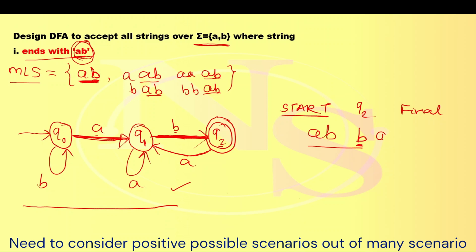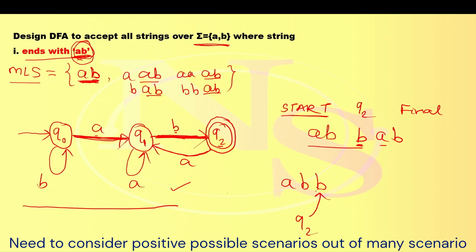After this B, A may come. Again, this is not valid because our string should end with AB. But as I mentioned, we cannot say A is also the final symbol. After this A, B may come. We need to consider all the possibilities. At the end, I'm just giving you one trick. Whenever you have questions like ending with AB, if any string, for example here ABB, Q2 is trying to find the transition for B. Initially I told you conceptually, but in the exam you can follow this trick.